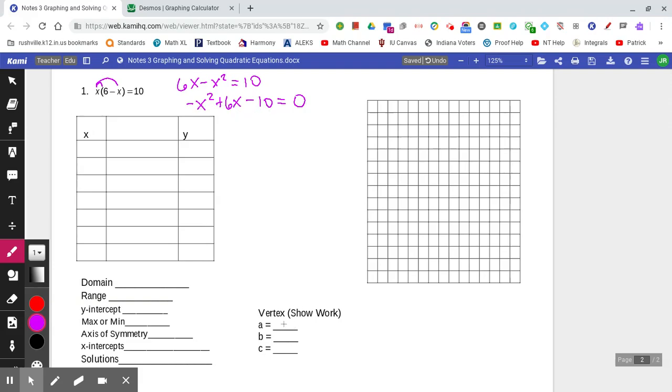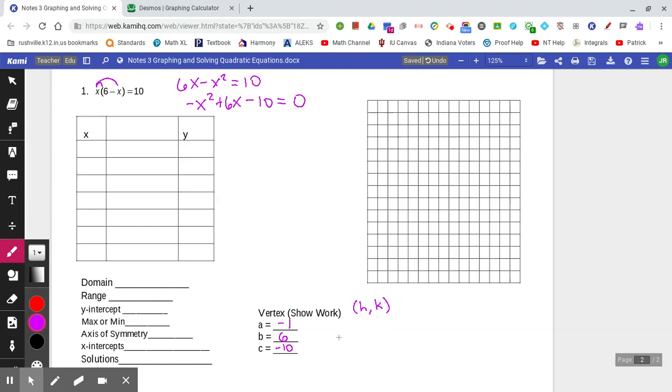The number in front of x squared is called the leading coefficient. The letter that we denote with it is your a, and so this leading coefficient would be negative 1. That's going to tell me that this graph opens down. The b is what's in front of the x, and that's going to be a positive 6. And then the c, the constant, is negative 10. So you can algebraically find your vertex, which is usually denoted by the letters h and k to make the ordered pair h comma k.